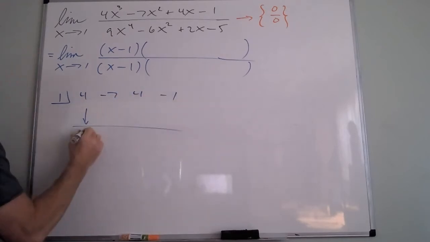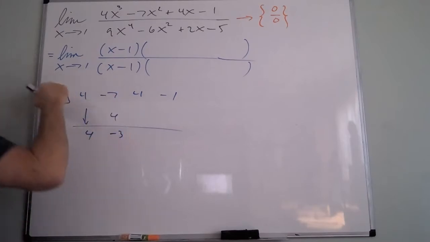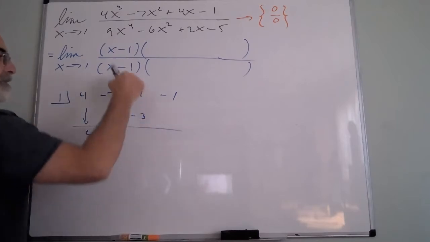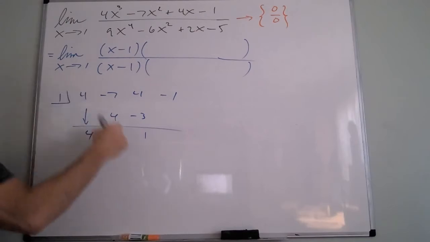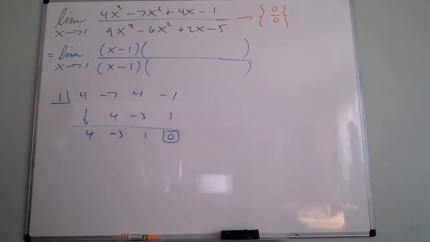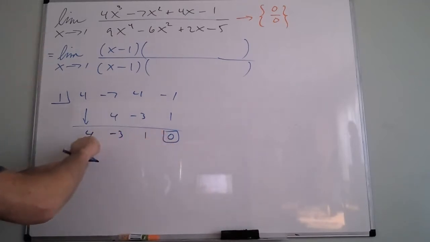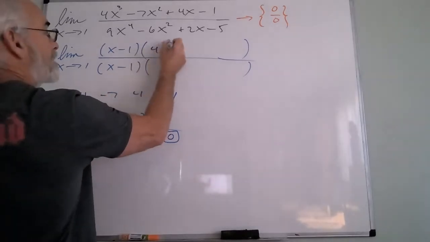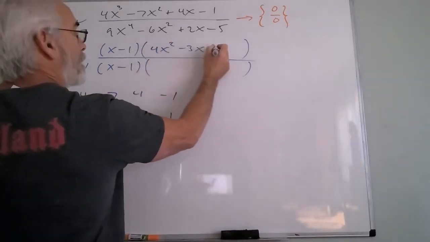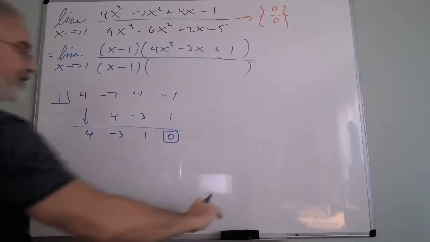As I bring this down, I get 4. 1 times 4 is 4. Add, I get -3. 1 times -3 is -3. Add, I get 1. 1 times 1 is 1. Add, I get 0. That's a good thing. Because I got 0, that means that it was factorable. That means x minus 1 is a factor. So in reverse, that's the constant, the x, the x squared. So this is 4x squared minus 3x plus 1. No doubt, absolute certainty.